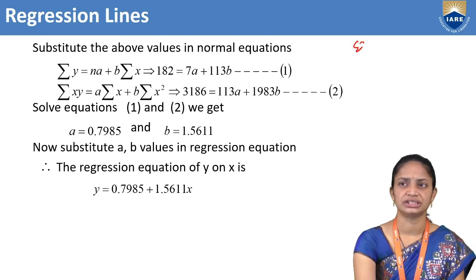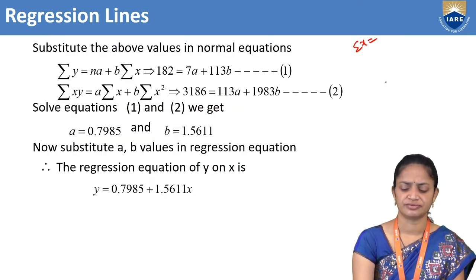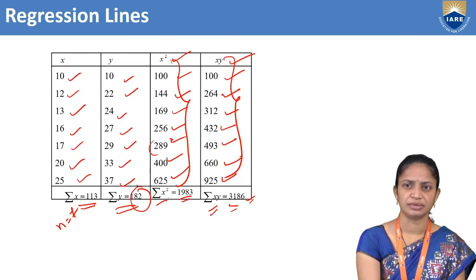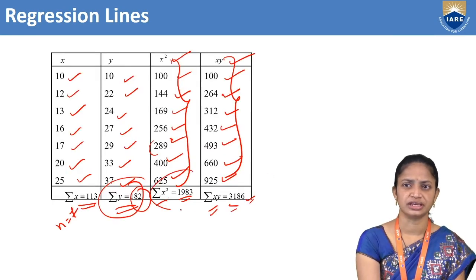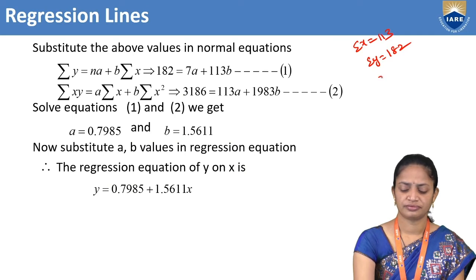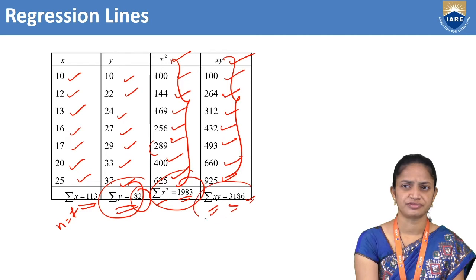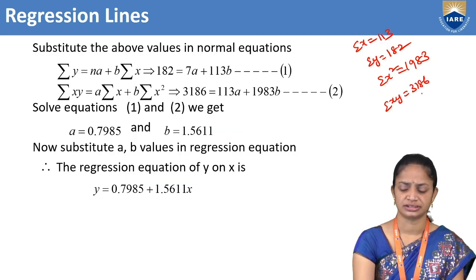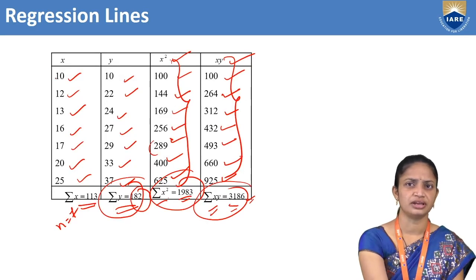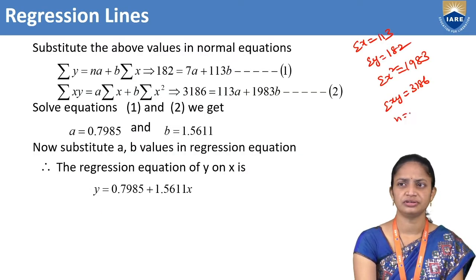So we know that summation x is 113, and summation y is 182, and summation x square is 1983. Summation xy is 3186. And what is the n value? Here n value is 7. n equal to 7. So substitute all these values in the normal equations.